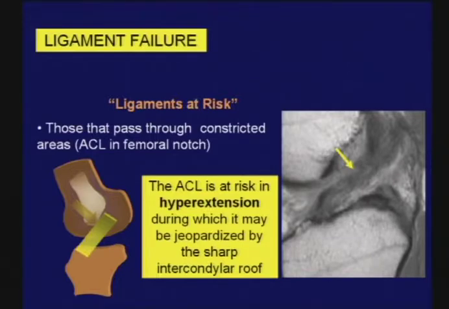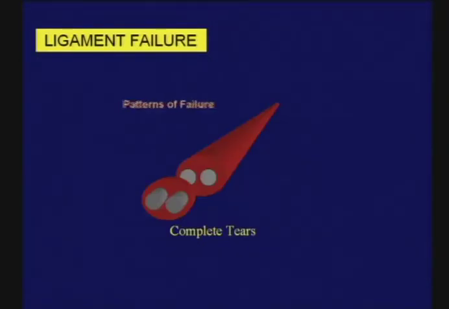With hyperextension, that anterior cruciate ligament is jeopardized by the sharp intercondylar roof, and tears of that ligament, shown on the right, can in fact relate to that close relationship. There are 3 patterns of failure within the substance of a ligament.